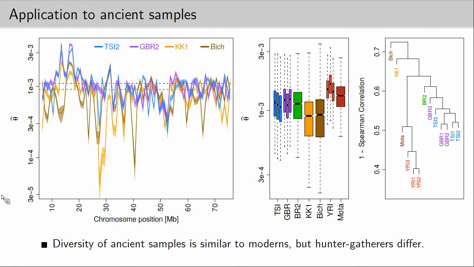Basal to it, we have the Mota sample here, to the African. We have the Bronze Age sample basal to the modern Europeans, suggesting that they are not only very similar to modern samples in their overall diversity, but also in their distribution of diversity in the genome.